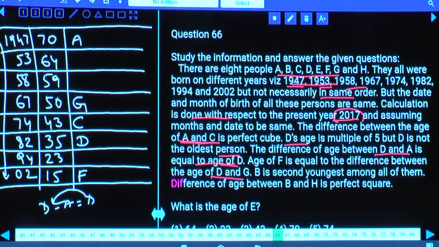Because this D is fixed at 35. And the difference of 35 and 59, 24, is not there. And similarly, 35 and 64 is not there. The difference of 35 and 70 is not there. This is the only possibility for this.